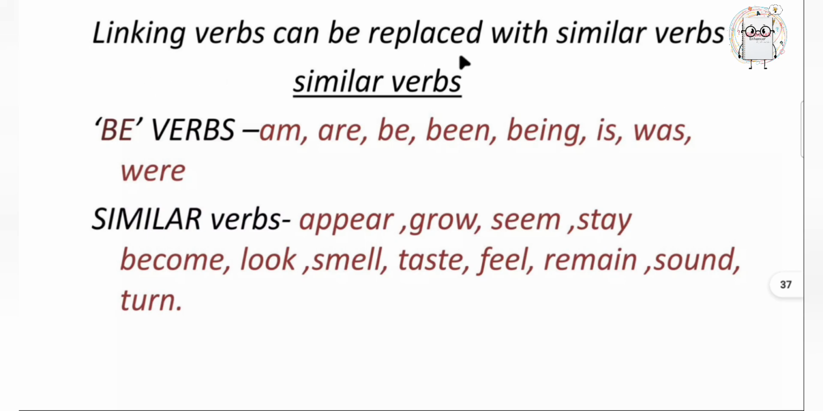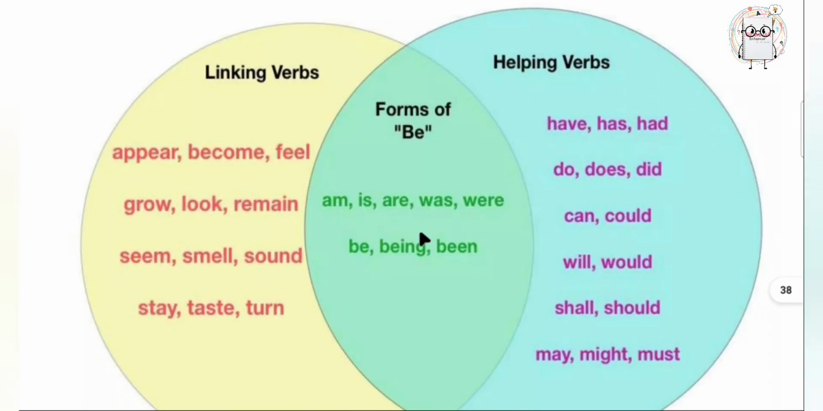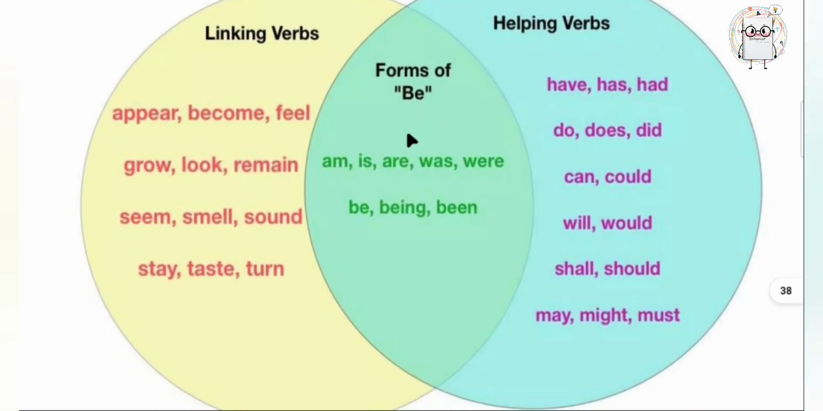Linking verbs can be replaced with similar verbs like the be verbs: am, are, be, been, being, is, was, were. Similar verbs: appear, grow, seem, stay, become, look, smell, taste, feel, remain, sound, turn. Here is the chart of linking verbs, forms of be, helping verbs. You can see these things. You can easily define these verbs.